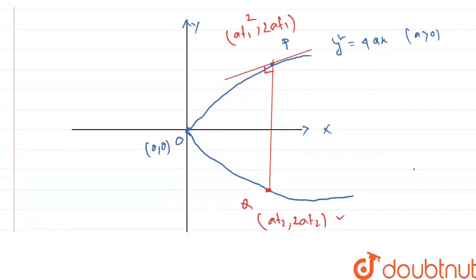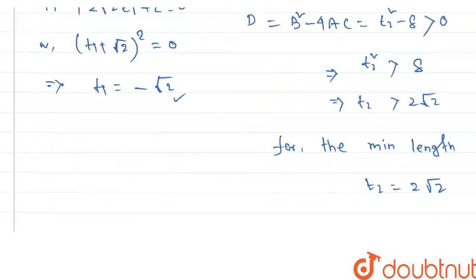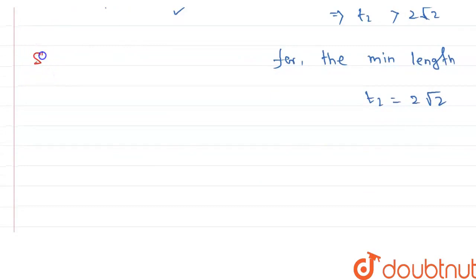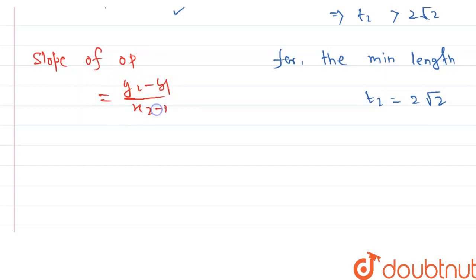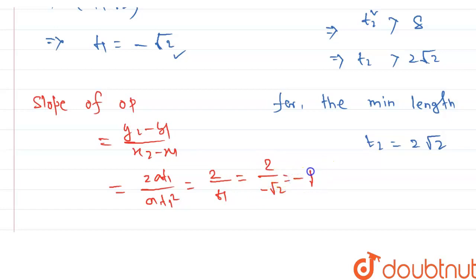Now we find the slope of the line OP. The slope of OP equals y2 minus y1 by x2 minus x1, which is 2a t1 by a t1 squared. So a cancels out, and we have 2 by t1. If we put in the value, 2 by minus root 2, we have minus root 2.